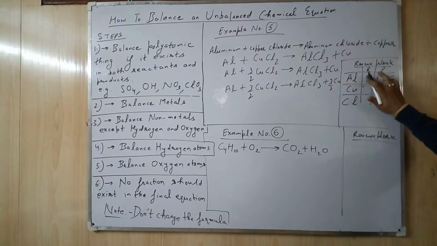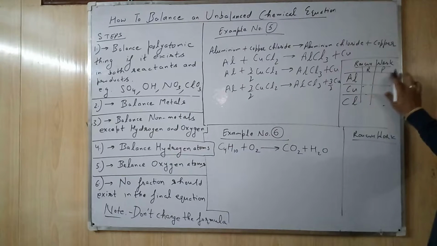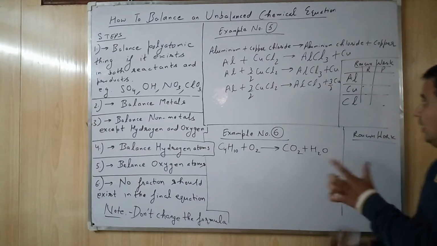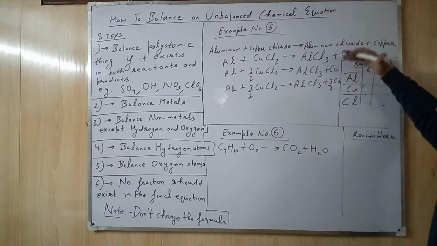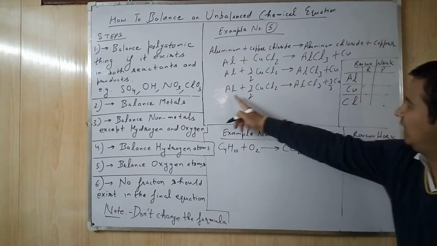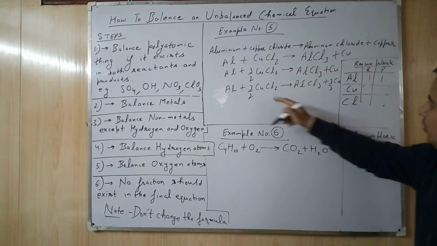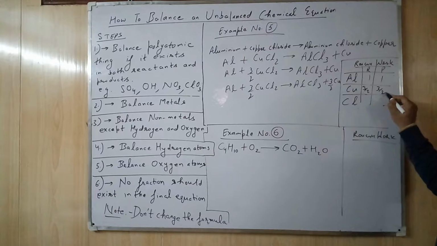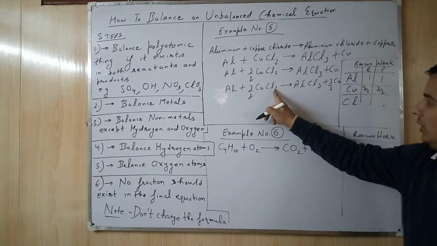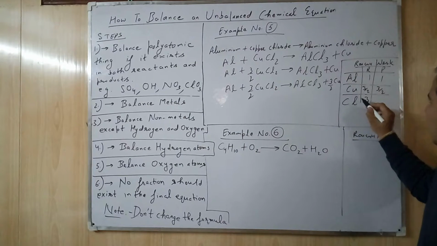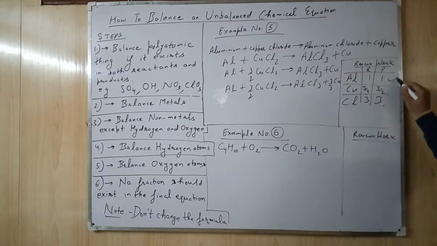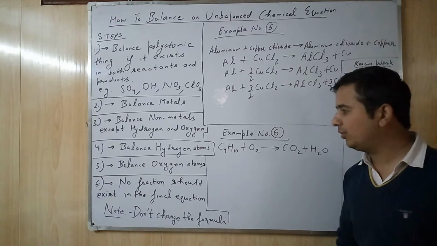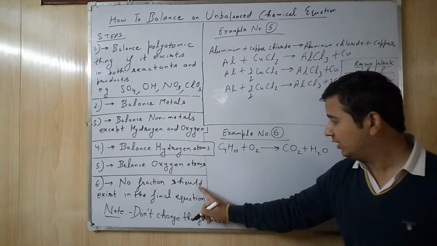Now again you have to check the equation from the very starting. This is a very important rule. Now you can check: Al is 1 and 1, Cu is 3 by 2 and 3 by 2, okay, that's fine. Now for chlorine, 3 by 2 into 2 is 3, and here in this case chlorine is 3. Now I can say this is a balanced chemical equation, but you have to apply one more step.